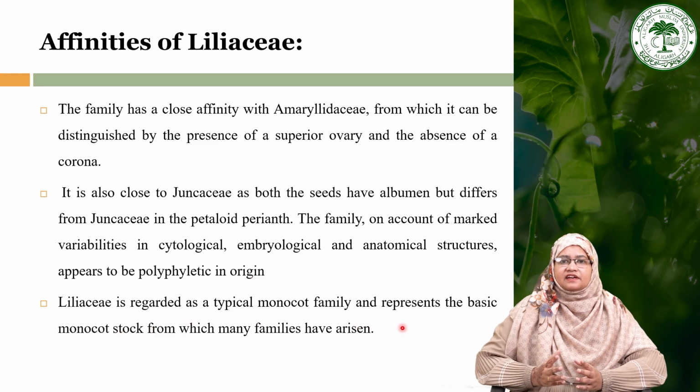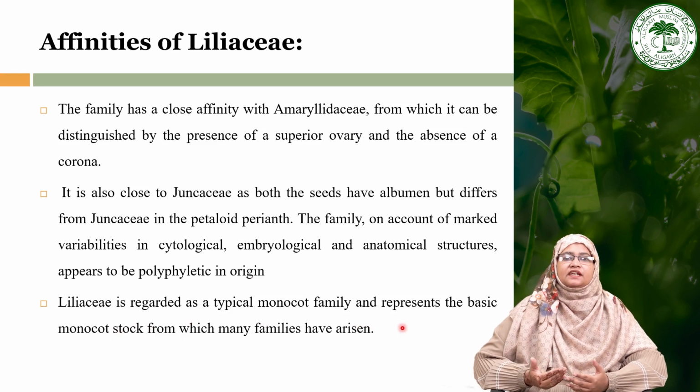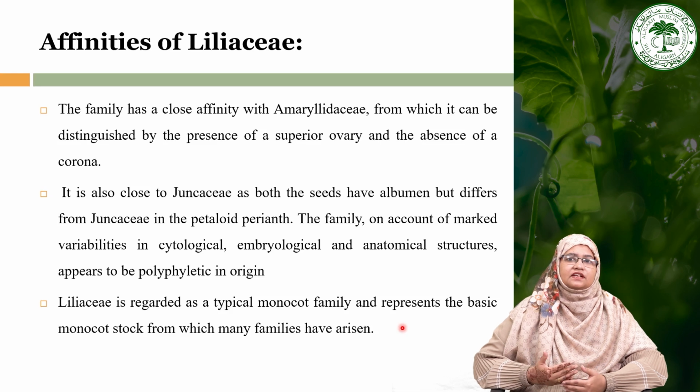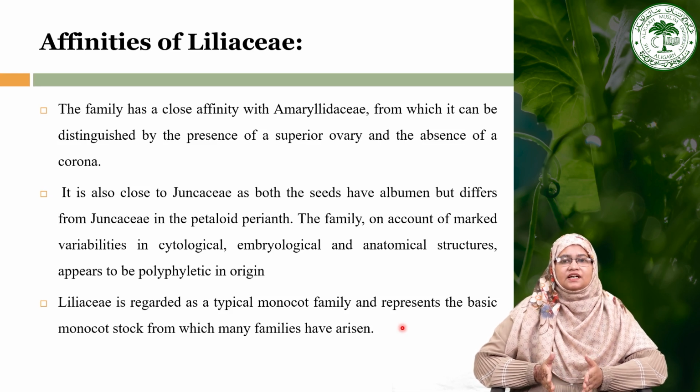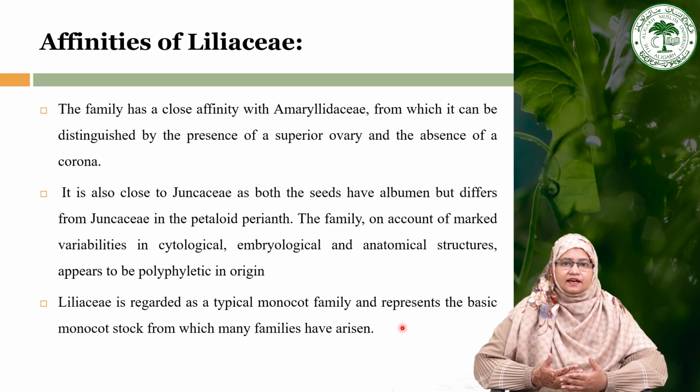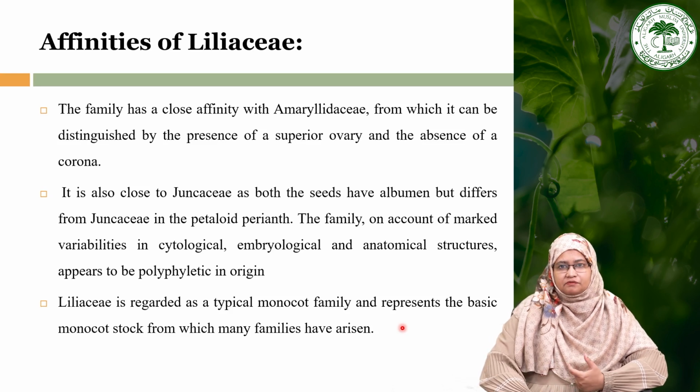Liliaceae is regarded as a typical monocot family that represents a basic monocot stock from which many families have arisen. As you can see, it has typically trimerous flowers, which have all the floral parts in multiples of 3. This is the superior ovary, and you can see there is a hypogynous flower. This is a typical monocot family that has a leaf sheathing base. So you can see many families have arisen from here, and it represents the characteristics of typical monocot plants.